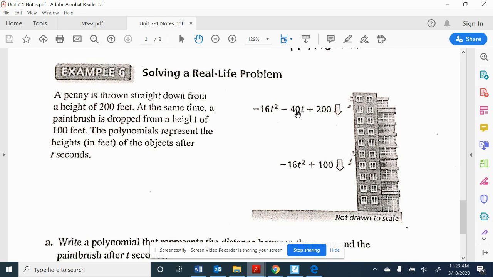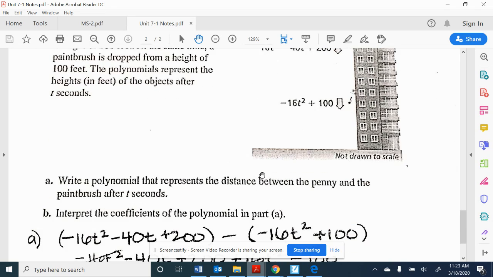The reason this has a minus 40 is because the penny is thrown down with some force, and there's no minus anything t. There's no linear term. There's no middle degree 1 term, because it's dropped. We're going to explore that a little bit more when we get into projectile motion, which is coming up later. Okay. So write a polynomial that represents the distance between the penny and the paintbrush after t seconds.